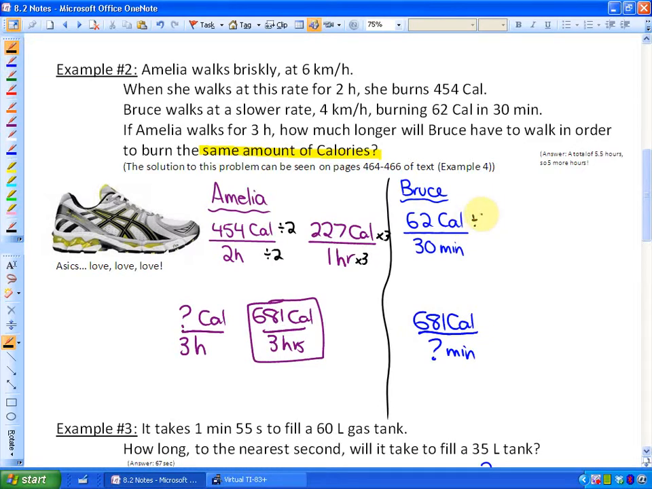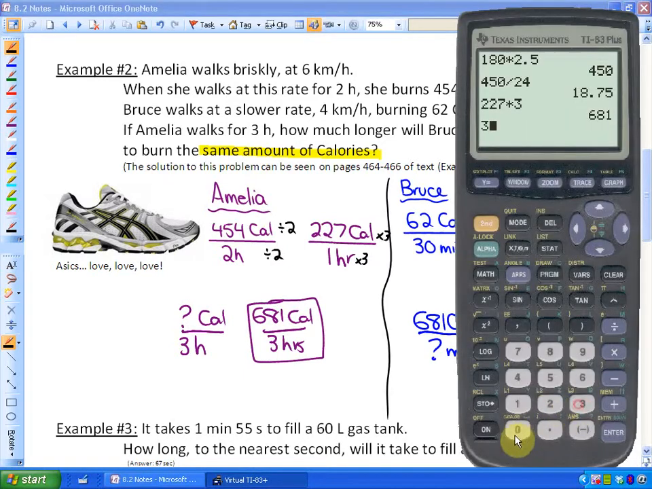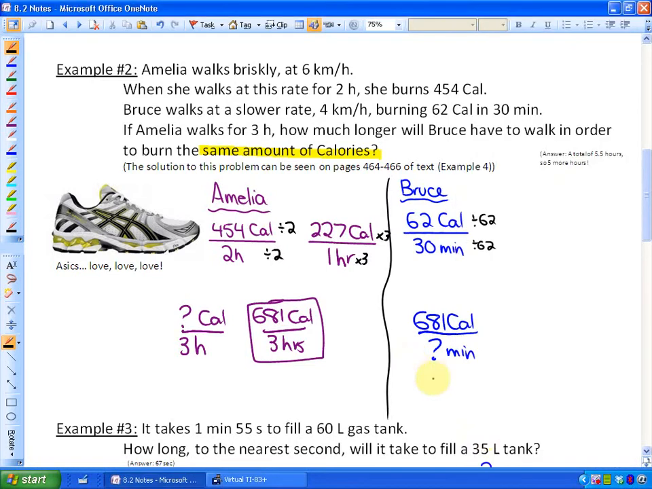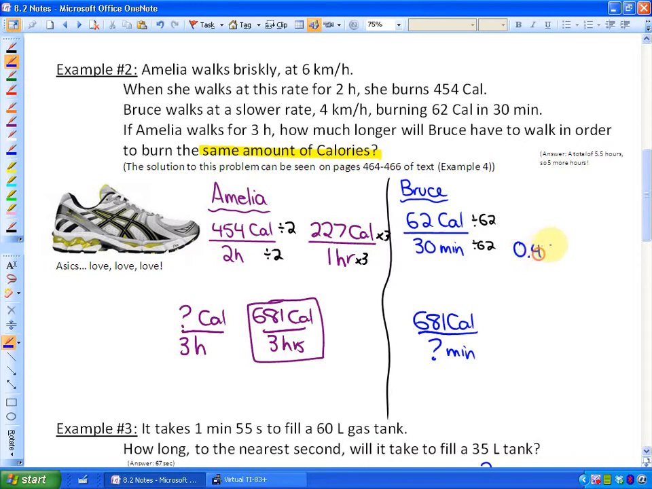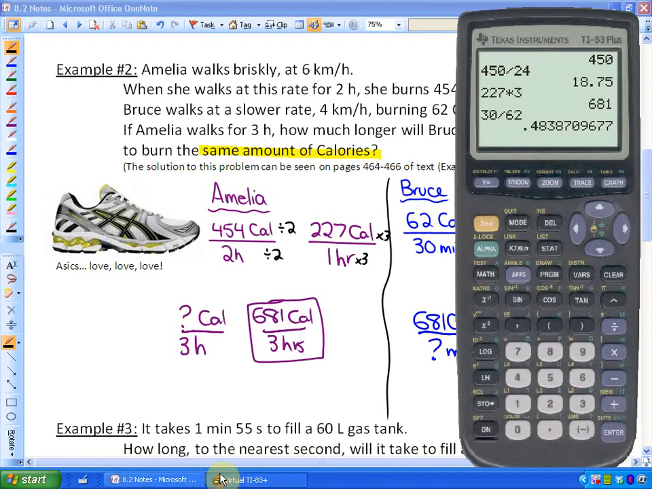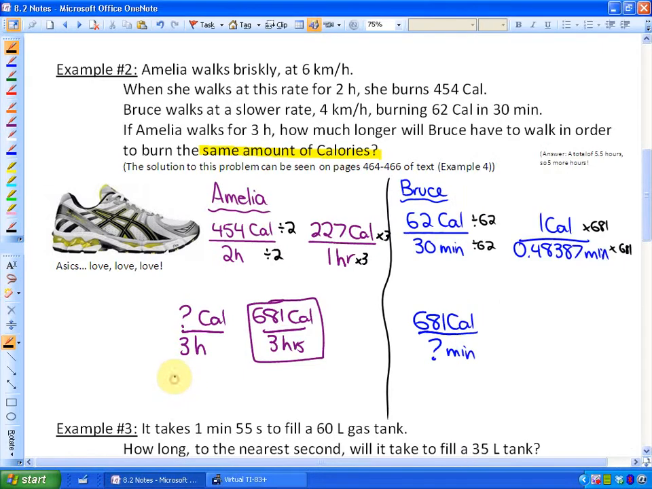So I know it's 30 minutes for 62 calories. If I divide it by 62, that will give me how many minutes? So 30 divided by 62. It takes 0.48387 minutes to burn 1 calorie. So if I want to know how long it takes him to burn 681 calories, I could just multiply that amount of minutes by 681. And that gives me 329. I'll round it to 330 minutes. So this would be 330 minutes.